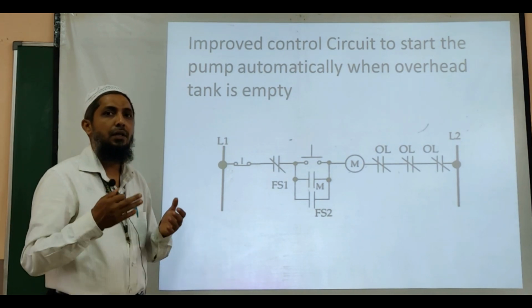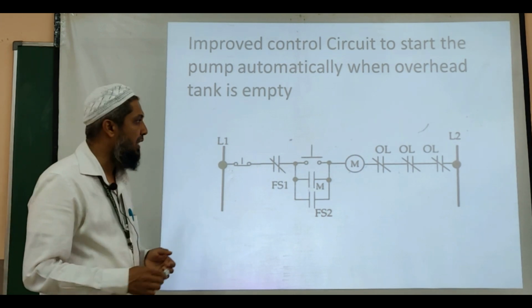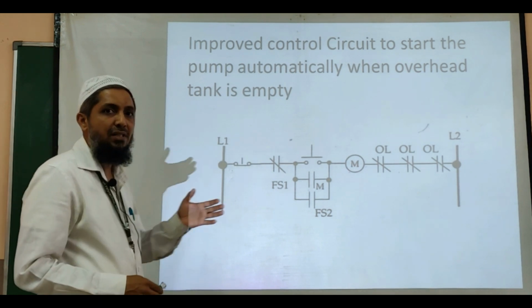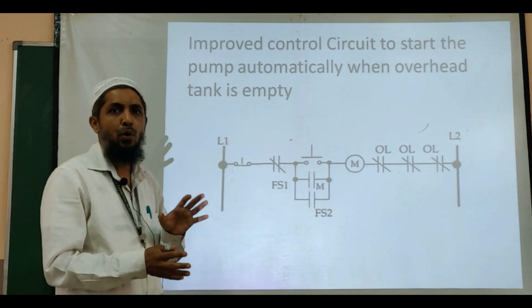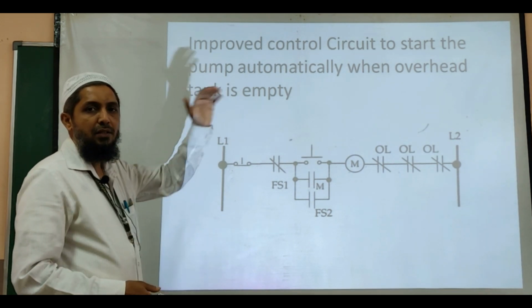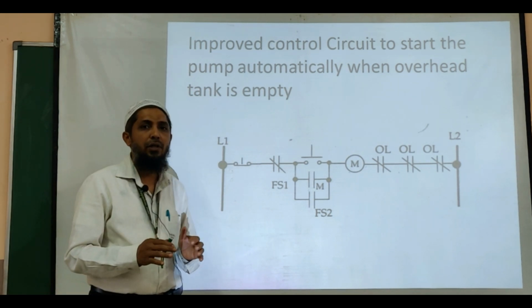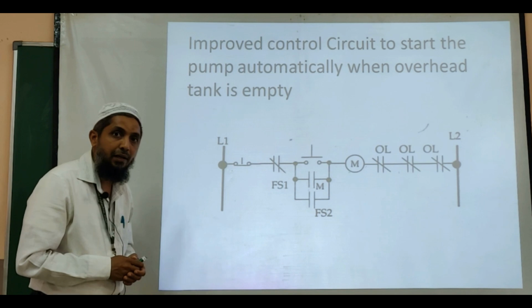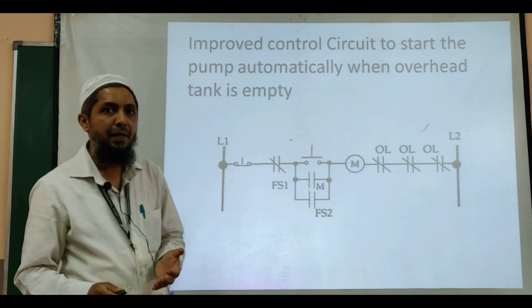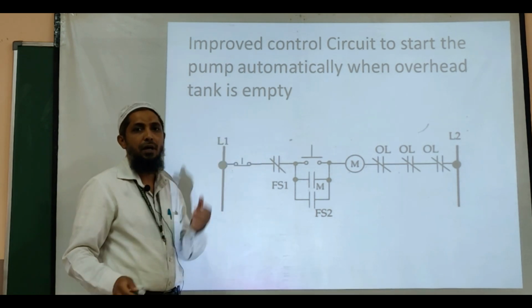So whenever the tank gets empty, this normally open switch gets closed, supply is given to the coil, and the motor is started. So these are the two improved versions of our previous circuit. First, we are controlling the overfilling of the tank. Now we are also making sure that whenever the tank gets empty, the pump is started automatically and the water is lifted to the overhead tank from the underground tank.